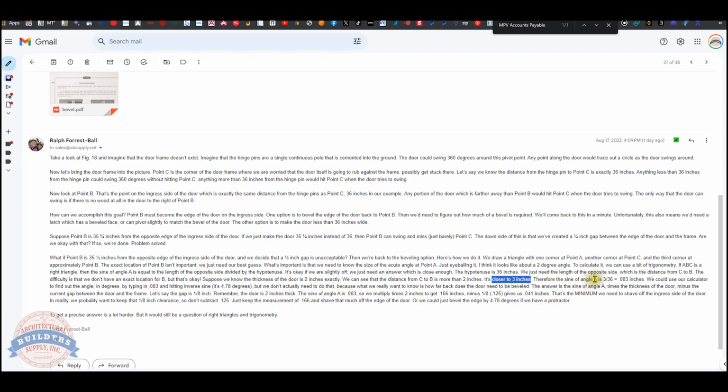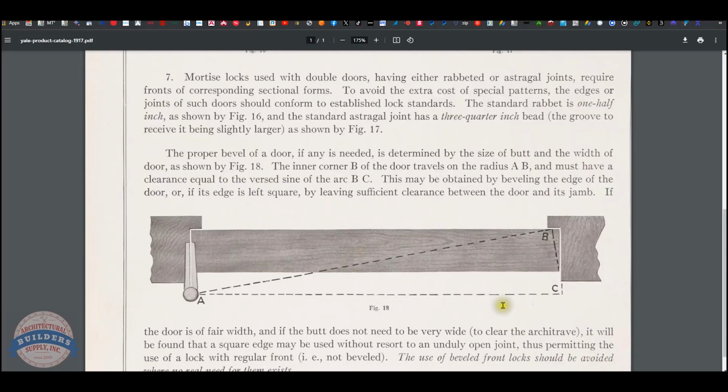Therefore, the sine of angle A is 3/32 or 0.083 inch. We could use our calculator to find out the angle in degree by typing 0.083 and hitting inverse sine, it's 4.78 degree. But we don't actually need to do that because what we really want to know is how far back does the door need to be beveled. The answer is the sine of angle A times the thickness of the door minus the current gap between the door and frame. And the problem with a lot of this is we're assuming what the gap is. We don't know what it is.